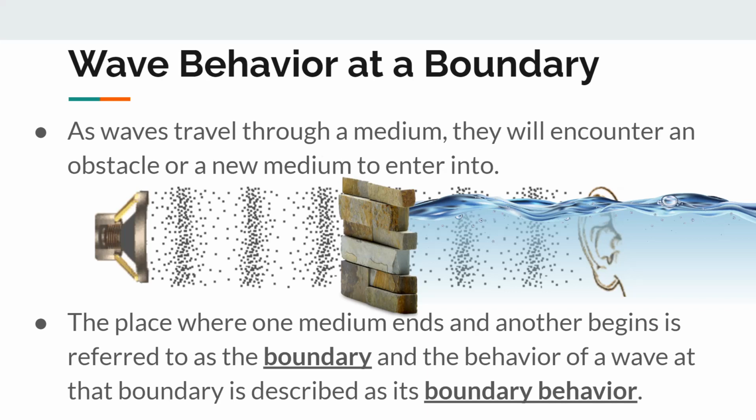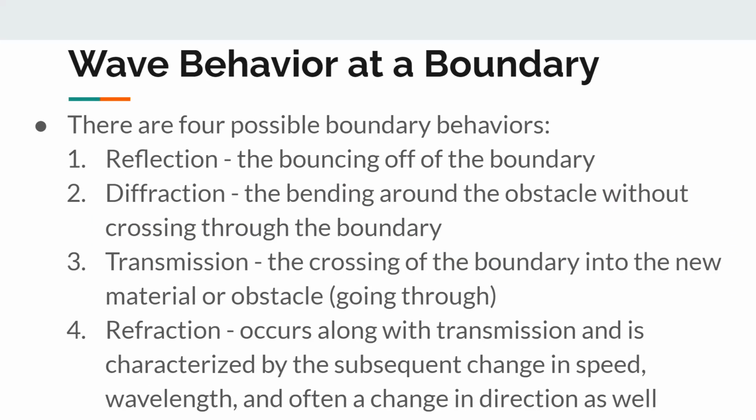Okay, where we go from air into whatever, or whatever the boundary may be. It doesn't have to be sound traveling in air. It could be ocean wave moving through water. But if it encounters a new medium, okay, then that's going to be your boundary. The place where one medium ends and another begins is referred to as the boundary, and the behavior of the wave at the boundary is described as boundary behavior. Okay, I'm not too worried about that definition, but we do want to talk about the specific boundary behaviors that you guys are responsible for knowing.